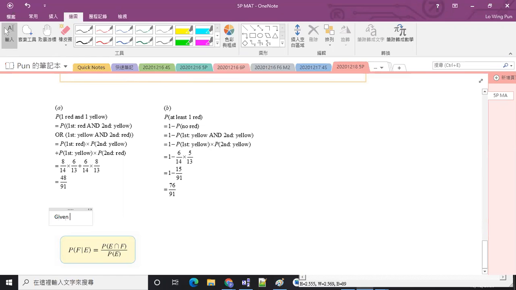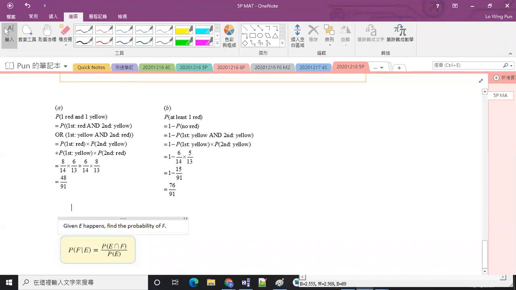Given E happens, find the probability of F. Okay, so the sentence structure will be like this: given E happens, or under the condition that E happens, find the probability of F. Then this is the so-called conditional probability.